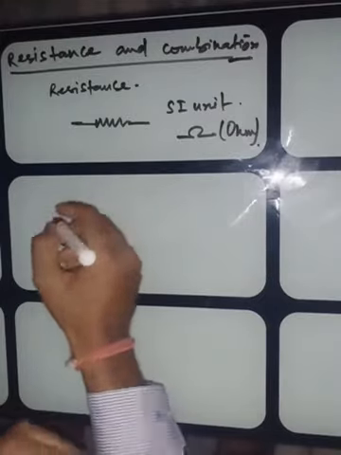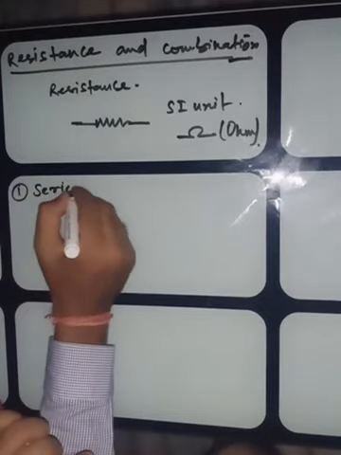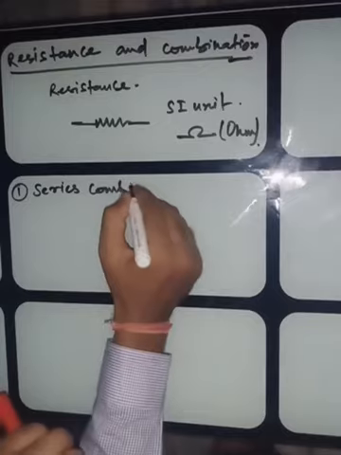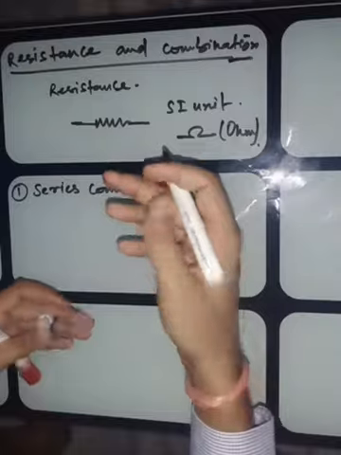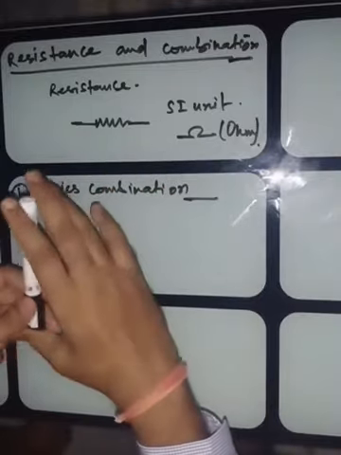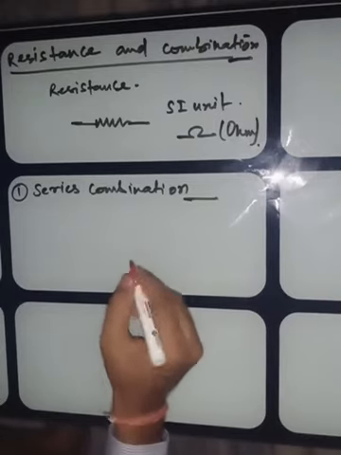Now for the combination, we're directly going to find the combination of resistors. So the first one is the series combination. I don't need to waste my time explaining what combination means. Actually, we try to find one resistor or one device on behalf of a number of devices. Already we have studied this in capacitors also. In the same way, we'll find the equivalent resistance in this segment.